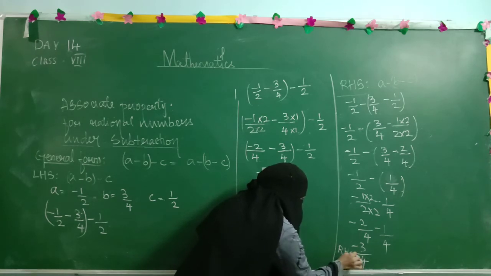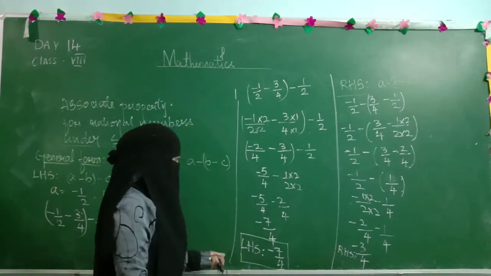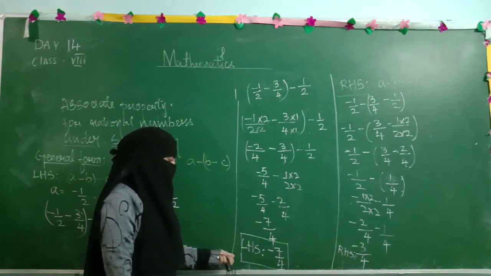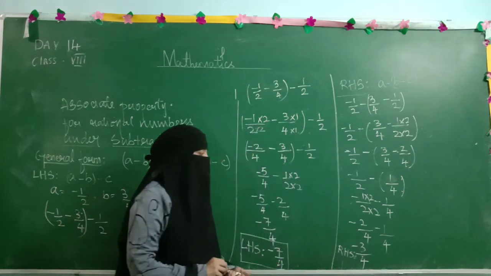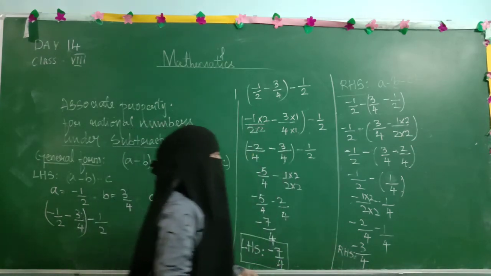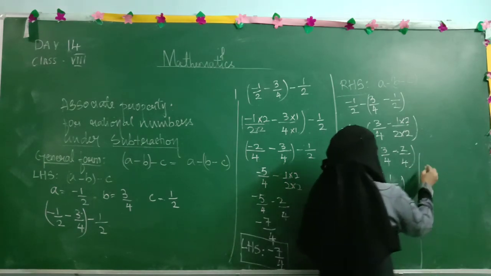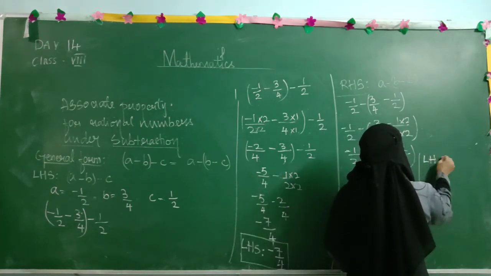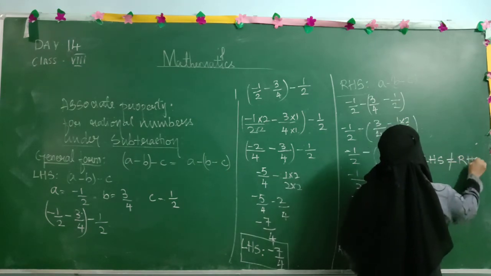It is the RHS. So what have you observed here? Here you got the LHS as minus 7 by 4 and here you got the RHS as minus 3 by 4. Are they equal? Very good. No, they are not equal. So here you have to write LHS does not equal RHS.